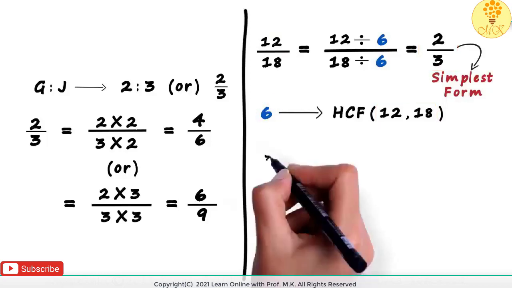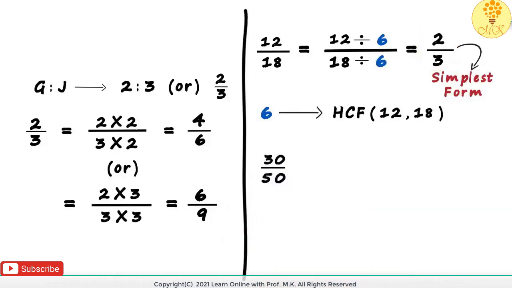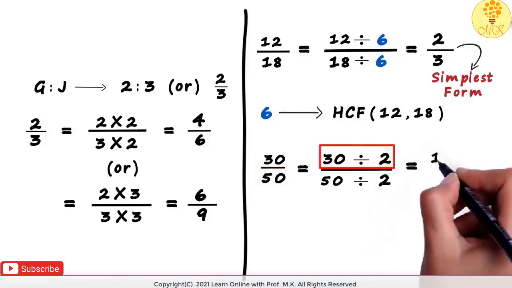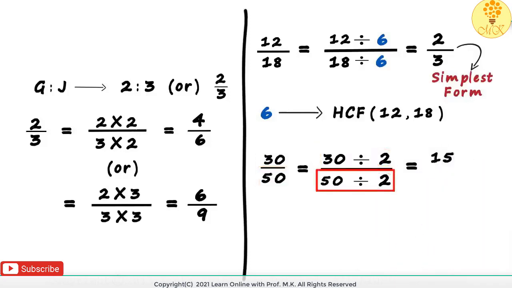Say we have the ratio 30/50. Let's assume that we do not know what their HCF is. If we do not know what the HCF is, all we need to do is look for the common factors of the numerator and the denominator. 30 and 50 are both divisible by 2. So we divide the numerator as well as the denominator by 2. 30 divided by 2 is 15 and 50 divided by 2 is 25.